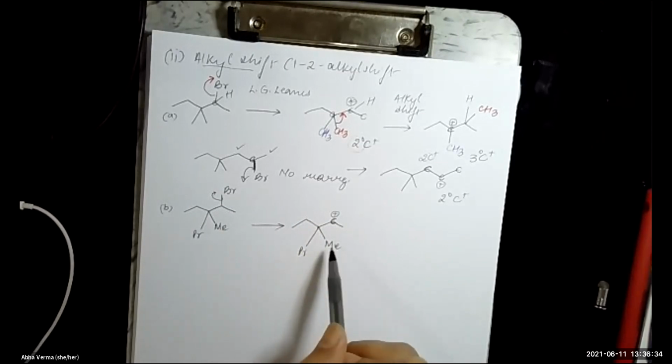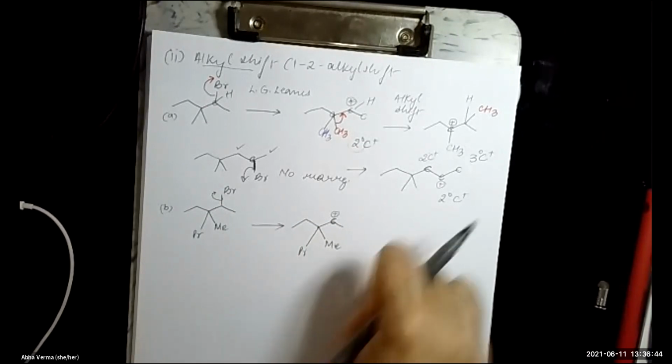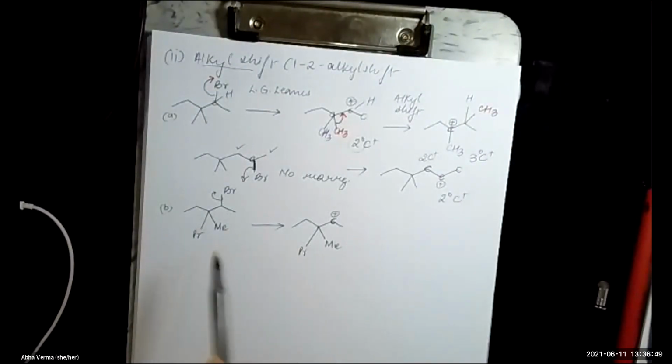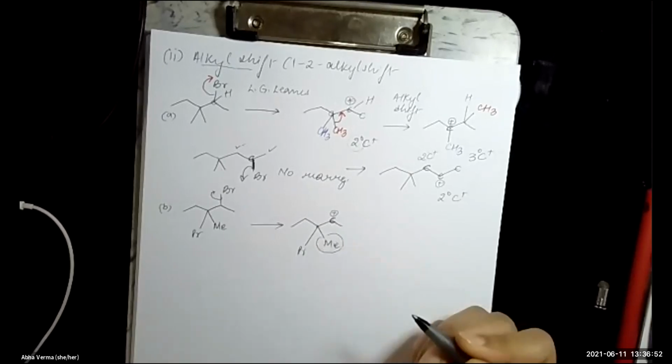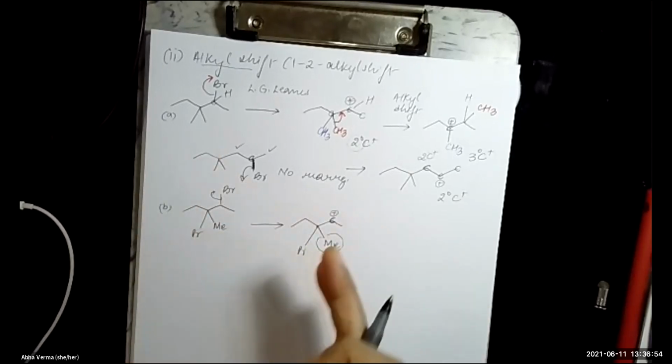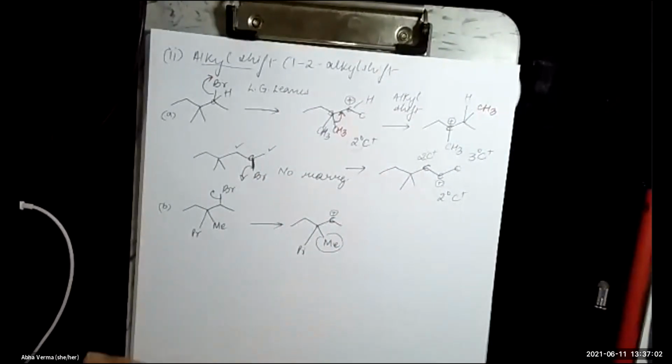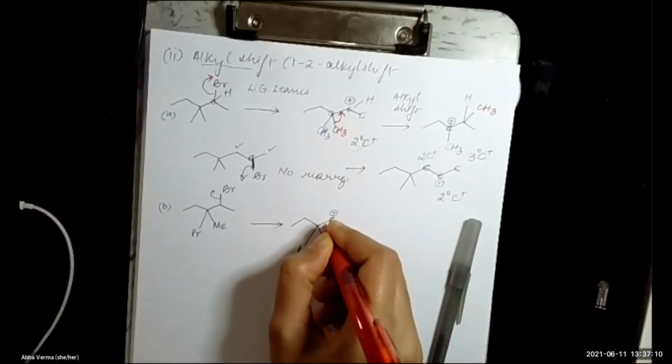If you have a choice, you will always move the less bulky group. Do you understand that? To move a smaller group is easy as compared to a bigger group. So when you're doing alkyl shifts, or even when you have a hydrogen and an alkyl group, always try to move the smaller group first. So between a hydrogen and a propyl, you will always move the hydrogen first. Similarly in here, you will move the smaller methyl group.